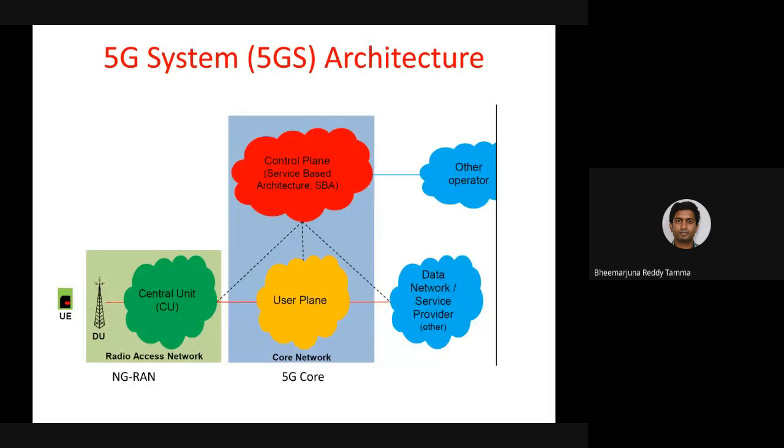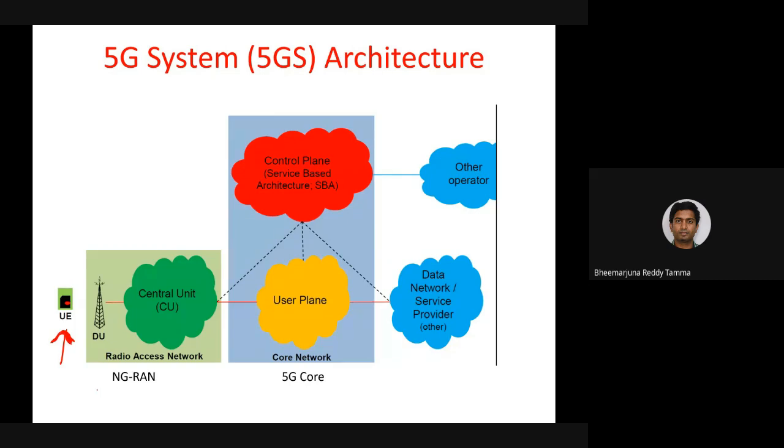So it looks very simple as you see here, but behind the scenes, you have all the complexity hidden under all these clouds. So let me talk about each of them. So this is the user equipment. So this is like your smartphone or your IoT device or your autonomous vehicle fitted with a 5G radio. Okay, that is what you see here.